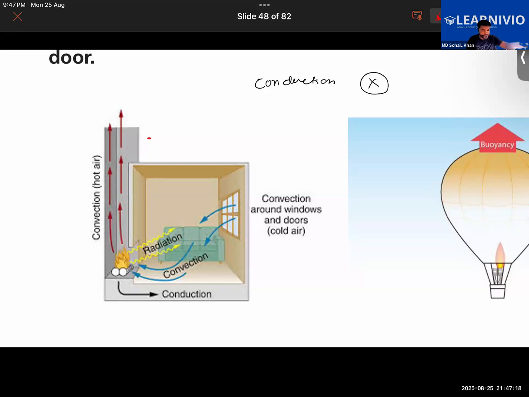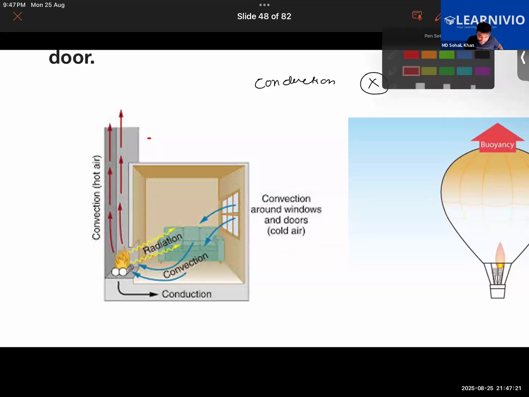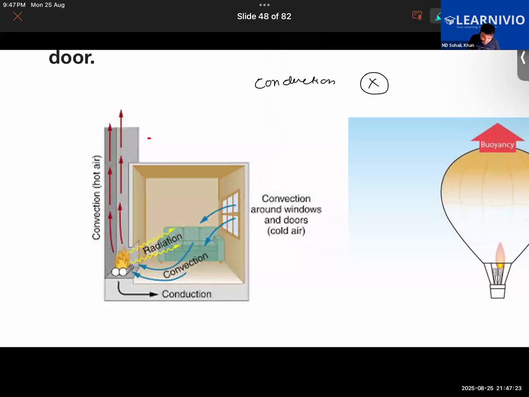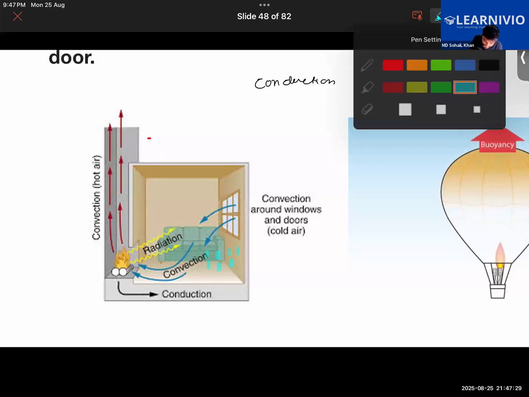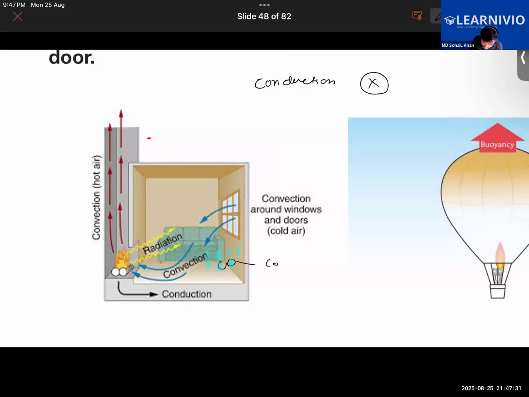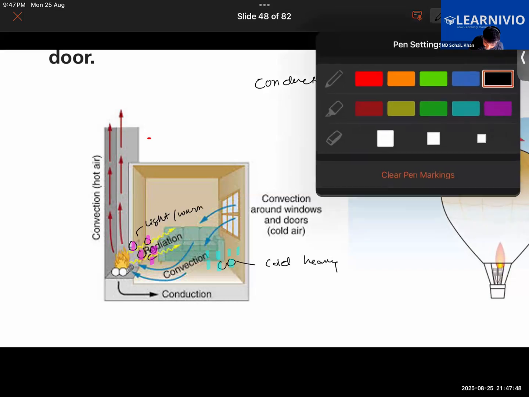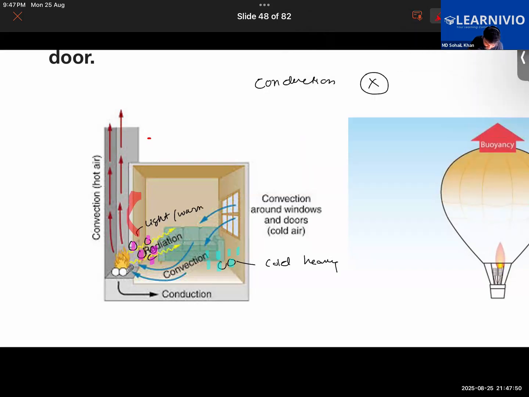Also, let me just explain this real quickly. Suppose the air in this part of the room is going to be cold and heavy. Now, the air molecules just above the fireplace are going to be light and warm. So will it not rise up like this? You can see it will rise up and then the cold air will take its place, and the process will continue.